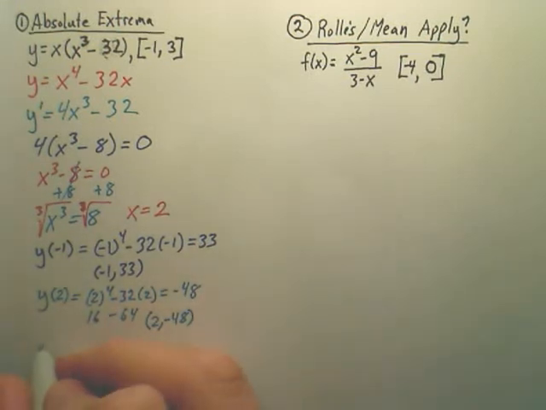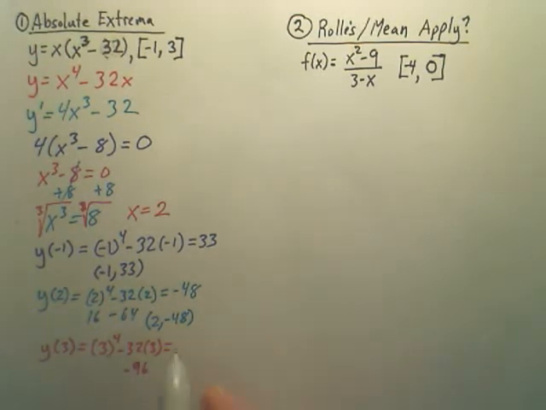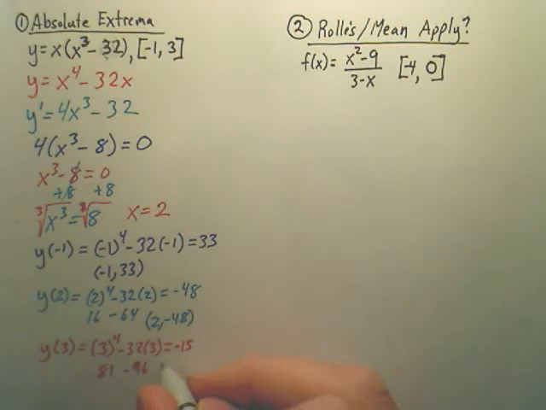And then the last one, let's plug in 3. 3 to the fourth minus 32 times 3. This right here is negative 96. 3 to the fourth would be 9 times 9, so 81. 81 minus 96 is negative 15. Does that look right? So we have 3, negative 15.